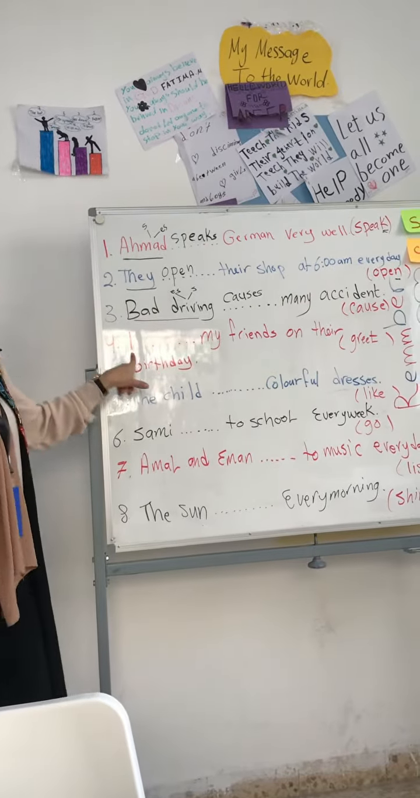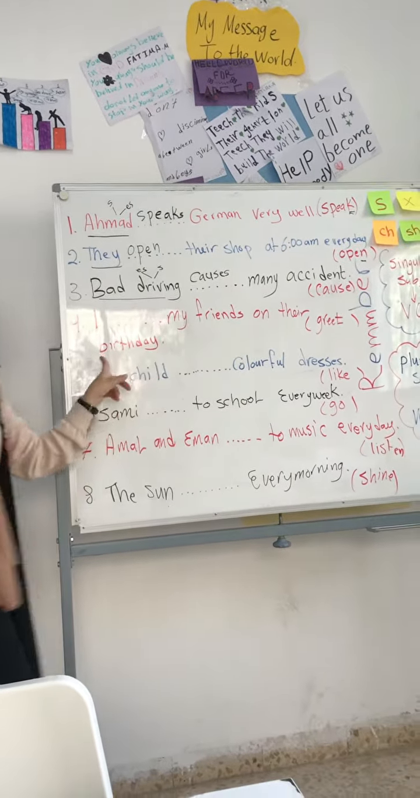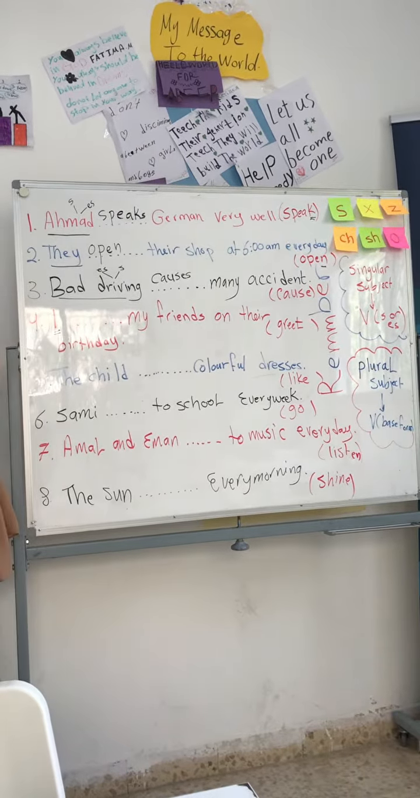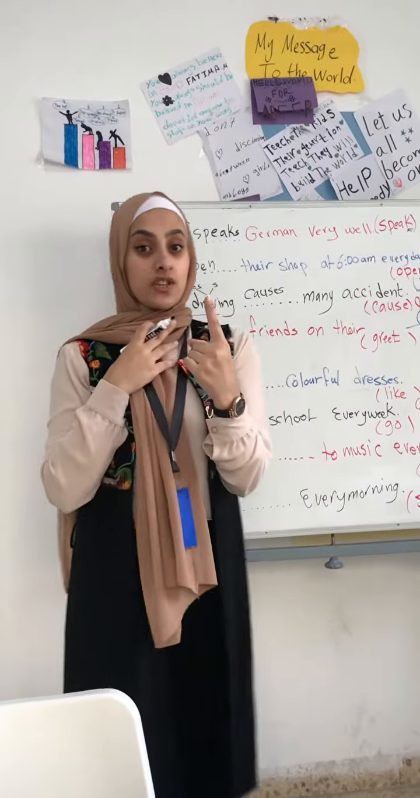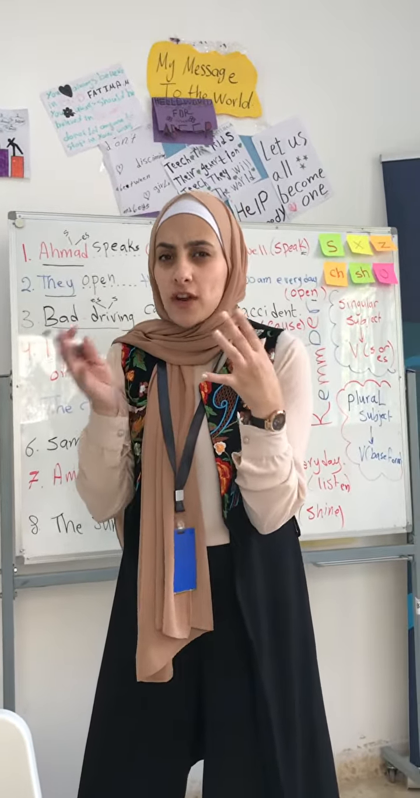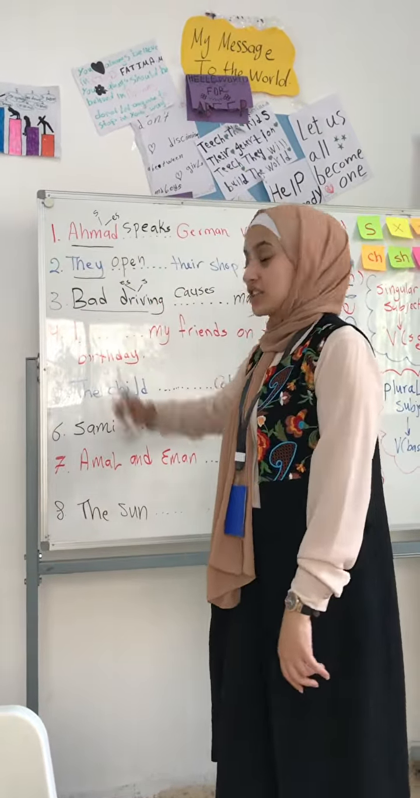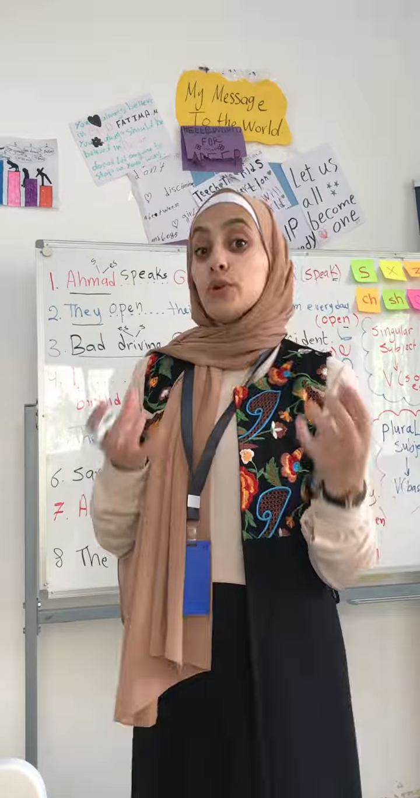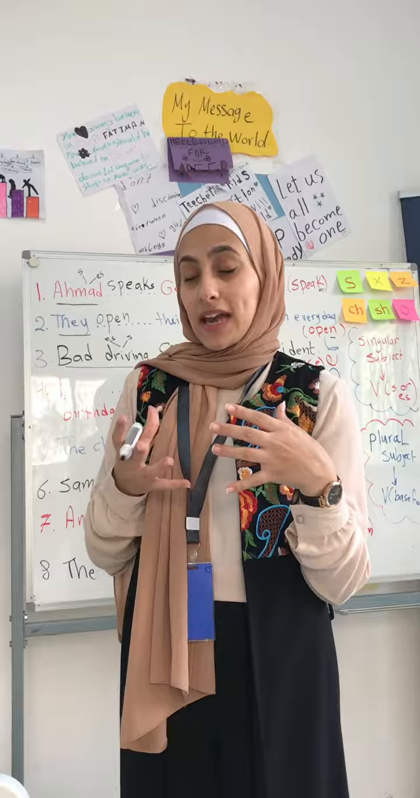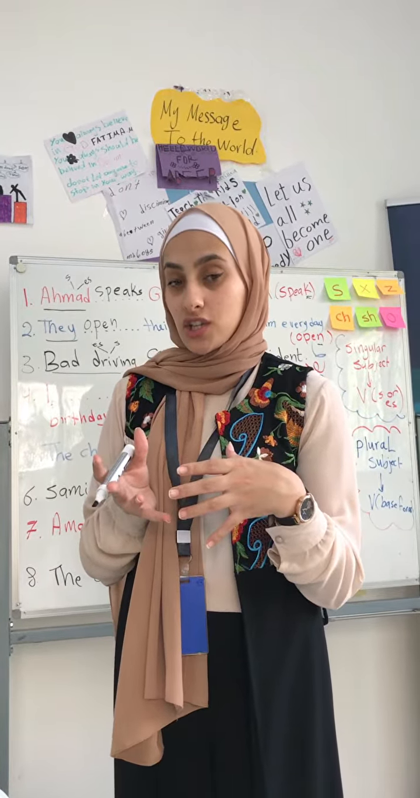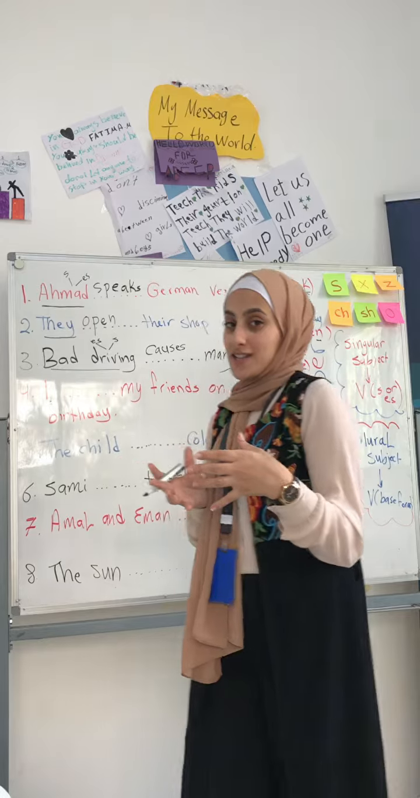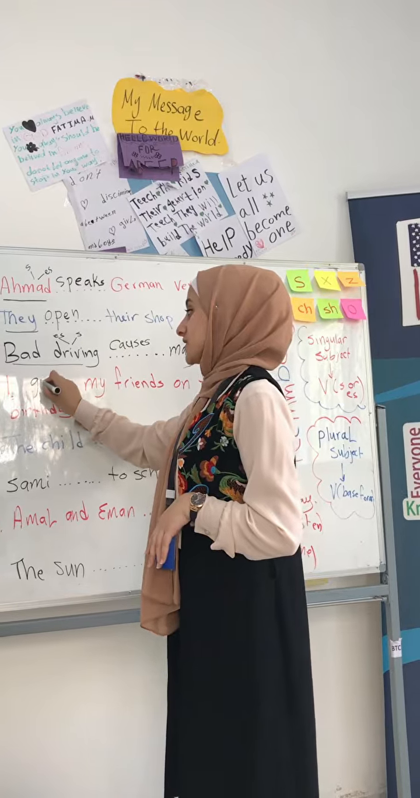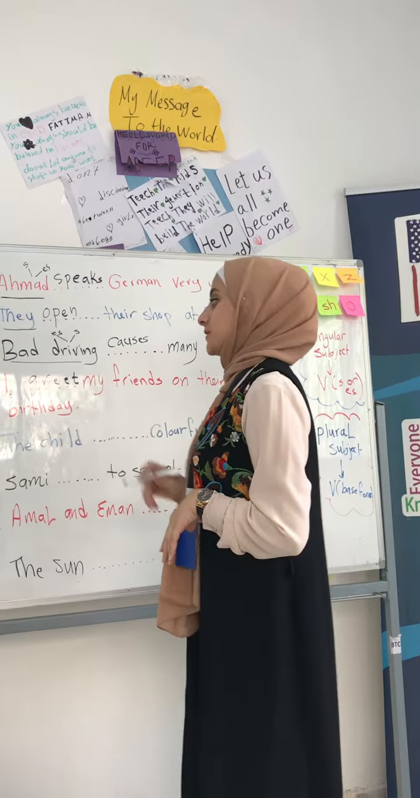Okay, number 4. My friends on their birthday. My friends, so we treat it as a plural subject. So I have to think, do I have to add something to the verb? Okay, now the subject, with the present simple, we treat it as a plural subject. So do we have to add something or not? Actually, no. We do not have to add something. So we will put the verb great as great. So with no additions, we will put it as great.